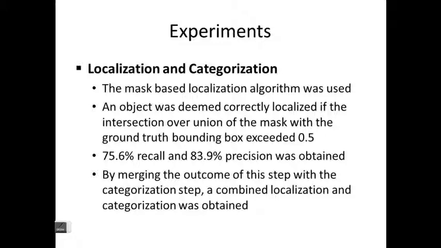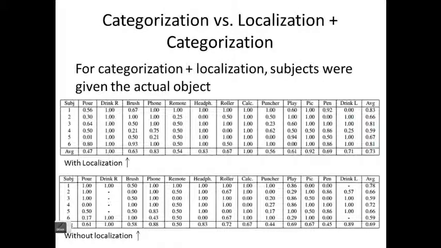So, how about localization and categorization? If you remember, we did a mask-based localization technique, and the object here for this experiment was deemed correctly localized if the intersection over union of the mask that they found overlapped the ground truth by more than 50%. The precision and recall obtained in this case was 83.9% precision and 75.6% recall. And by merging the outcome of this step with the categorization step, they obtained their unsupervised combined algorithm for categorization.